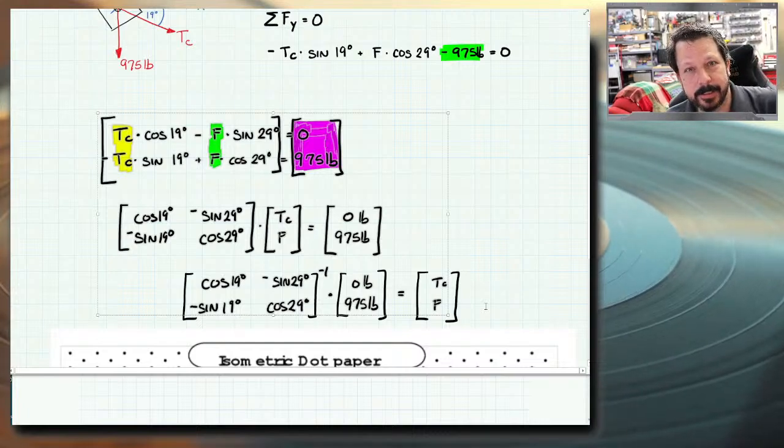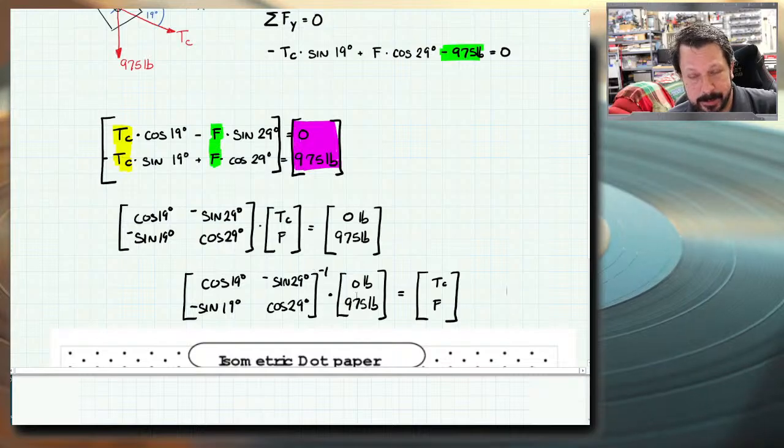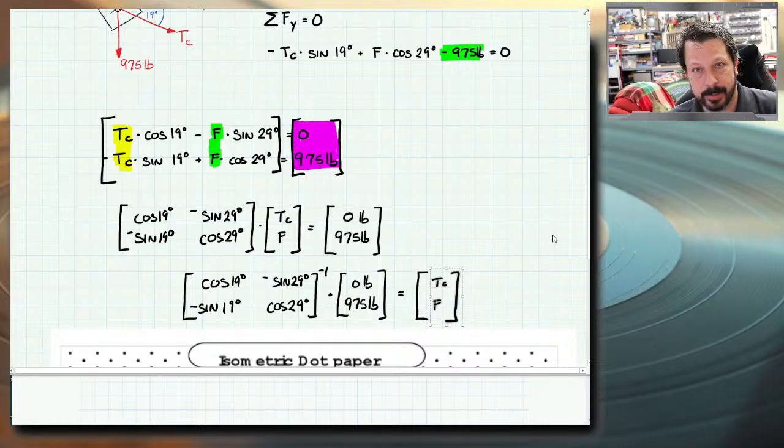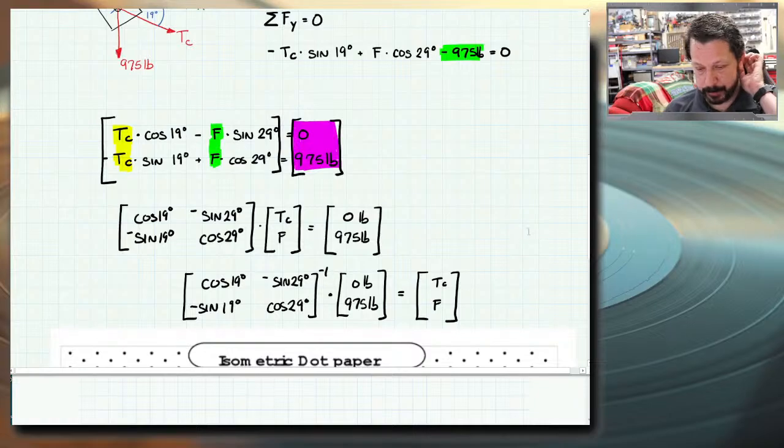Some of them have built-in equation solvers, simultaneous equation solvers, and some don't. Some of them you have to use this type of method where you build the matrices and invert the coefficient matrix, multiply times the residual matrix, and out comes your variables answer. So I'm showing you this way because I know that pretty much any calculator you're going to use in engineering is going to at least be able to do this.